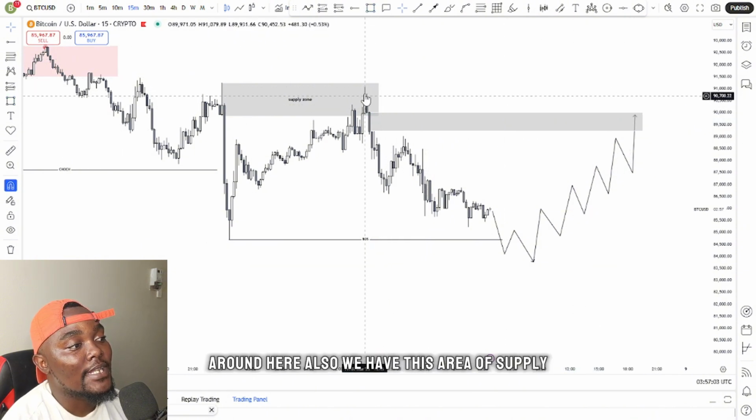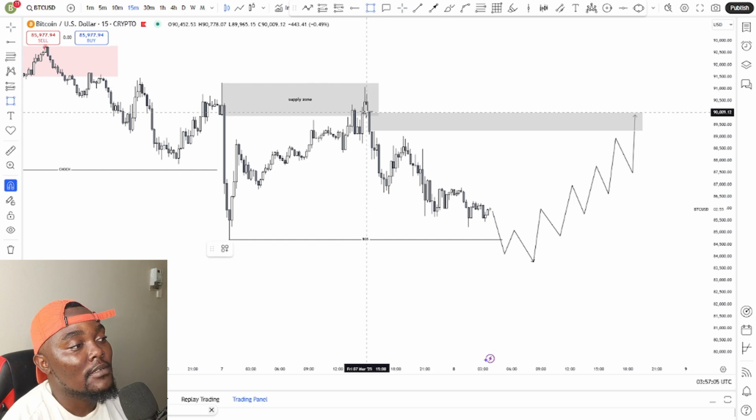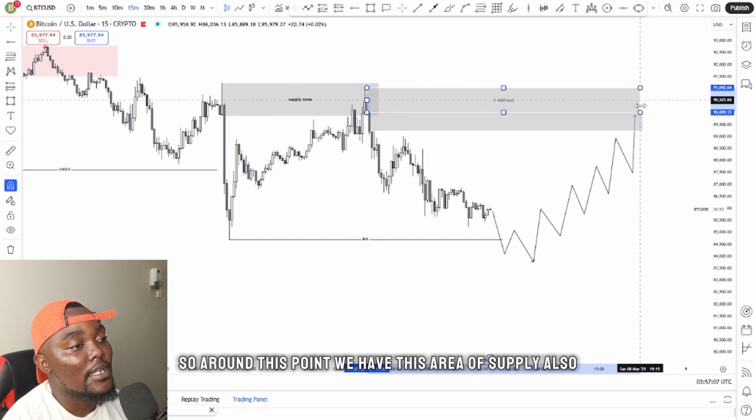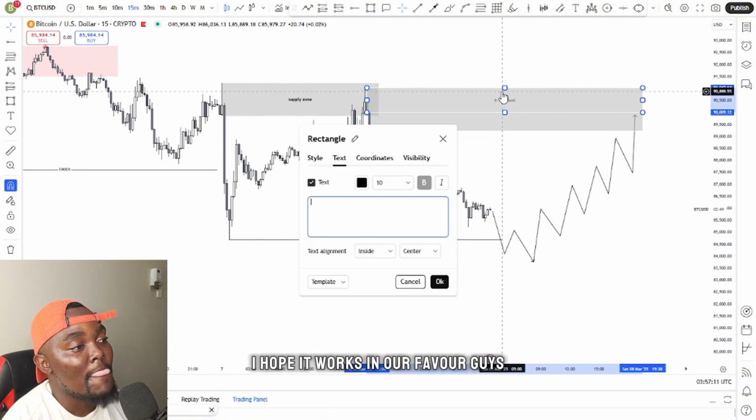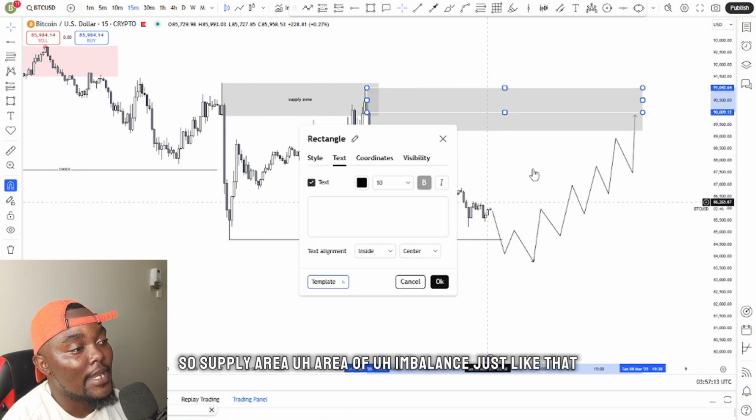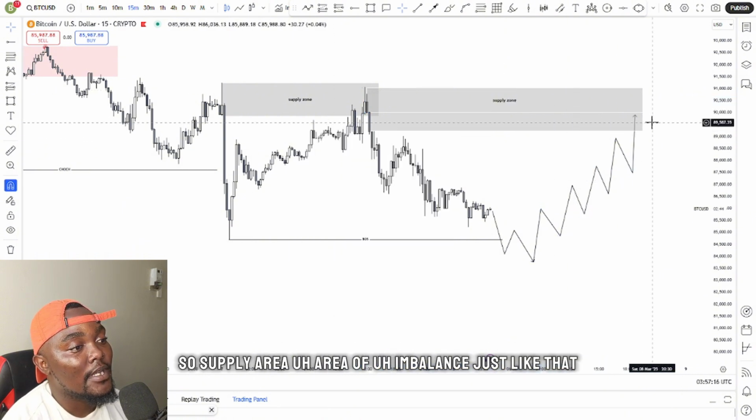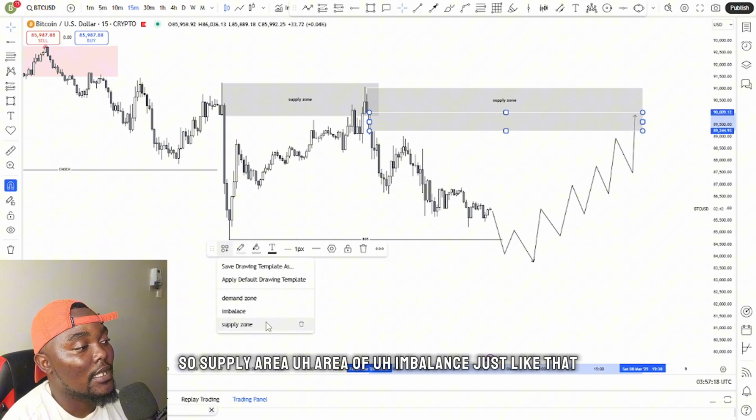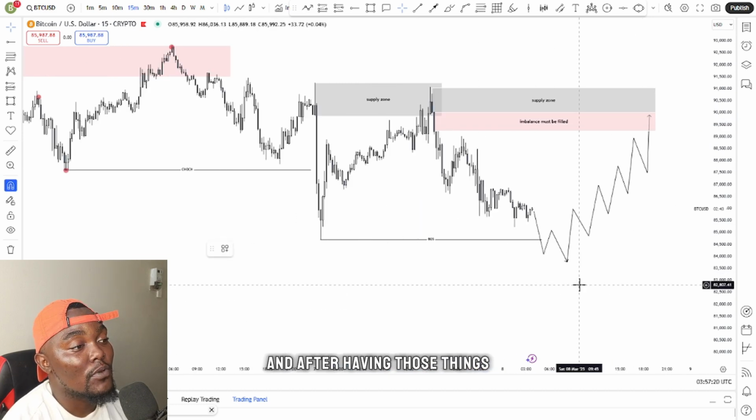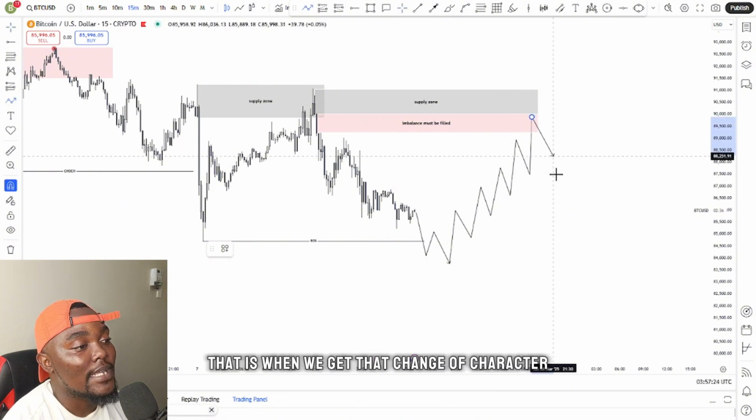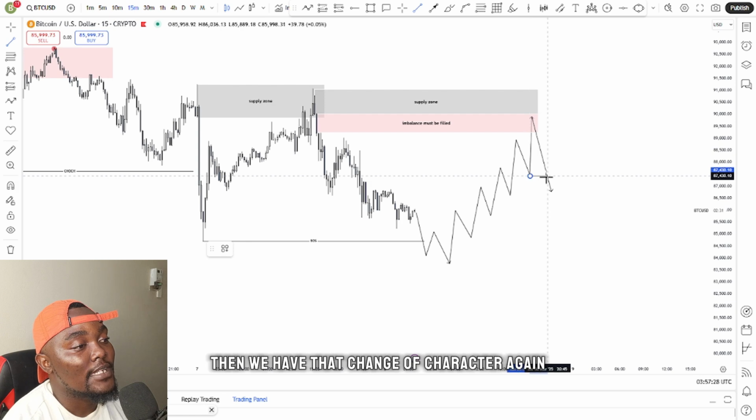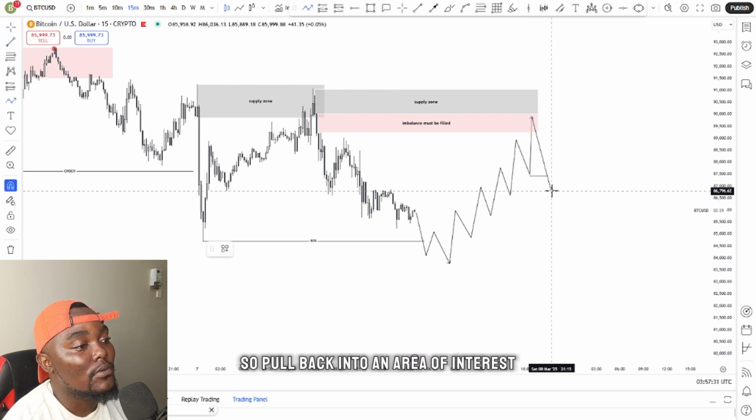Around here also we had this area of supply. So around this point we have this area of supply also. This looks nice, to be honest. I hope it works in our favor, guys. So supply area, area of imbalance, just like that. And after having those things, we already know that we have to mitigate. Then after mitigating, that is when we get that change of character, just like this. Then we have that change of character again. So pull back into an area of interest.